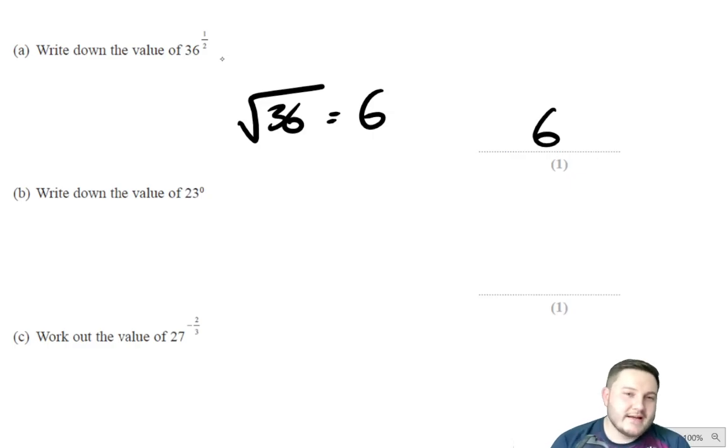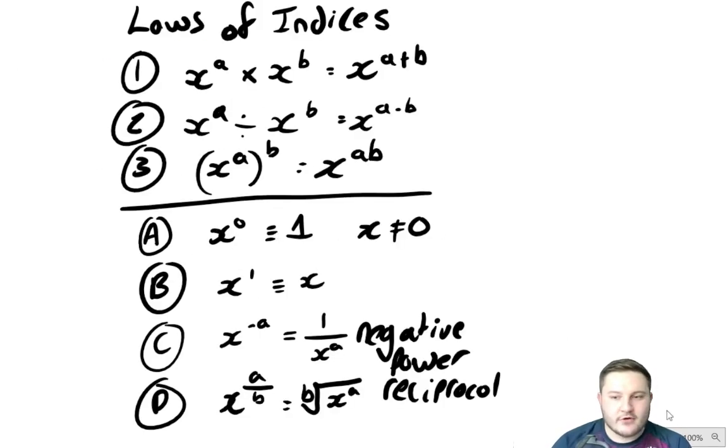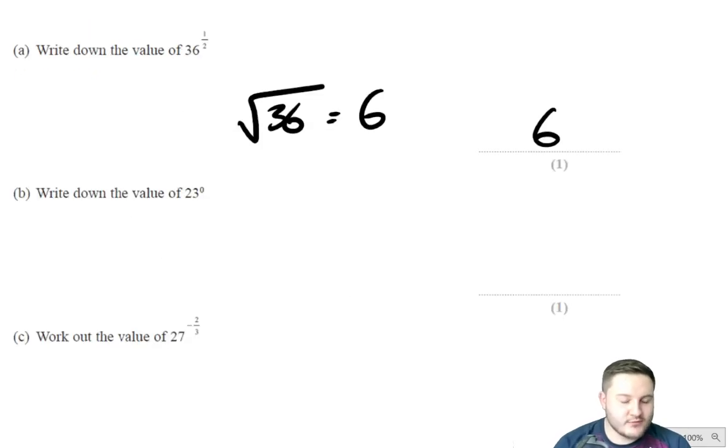So really, anything to the power of a half just means take the square root, because when you raise it to the power of 1, you just get the same value. Write down the value of 23 to the power of 0. Again, a key fact that we should know. Anything to the power of 0 is 1, as long as the base number is not 0. So this is going to be 1.